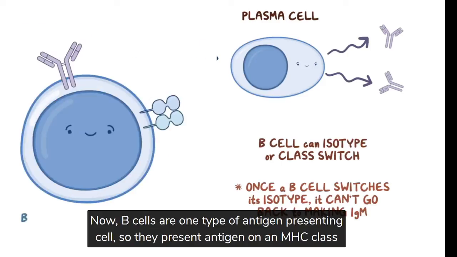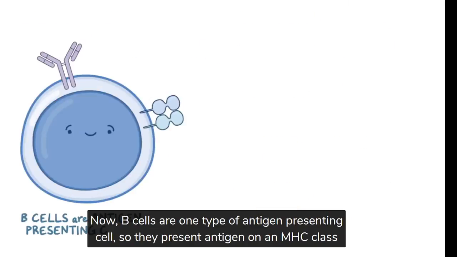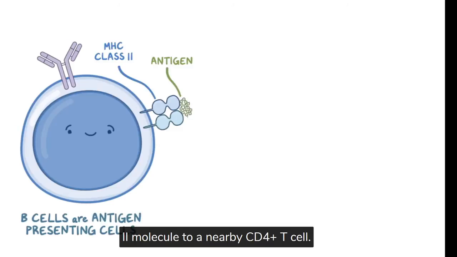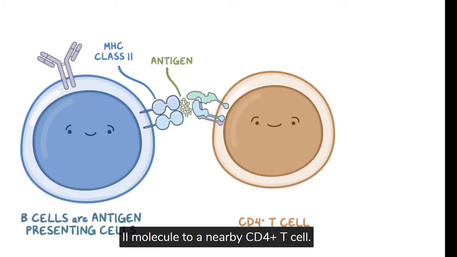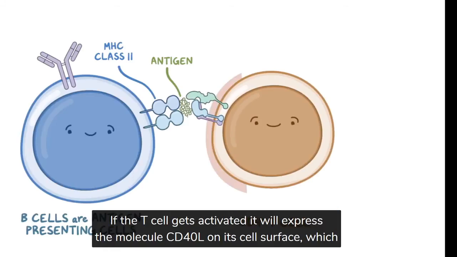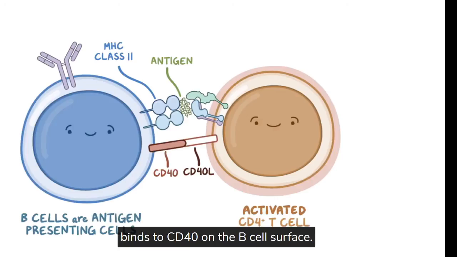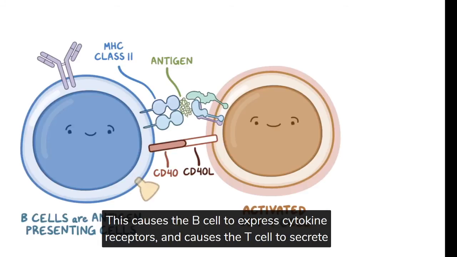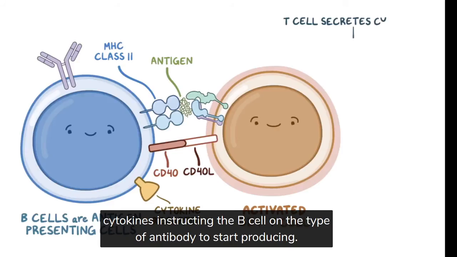Now, B cells are one type of antigen-presenting cell, so they present antigen on an MHC class II molecule to a nearby CD4 positive T cell. If the T cell gets activated, it'll express the molecule CD40L on its cell surface, which binds to CD40 on the B cell surface. This causes the B cell to express cytokine receptors, and causes the T cell to secrete cytokines, instructing the B cell on the type of antibody to start producing.